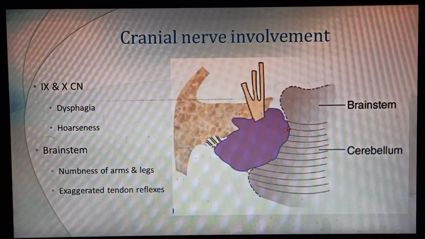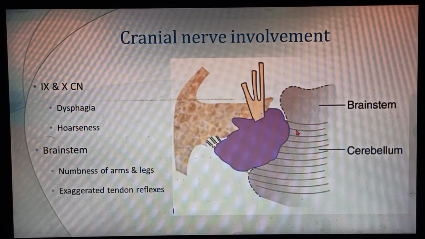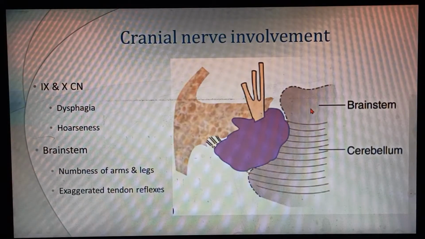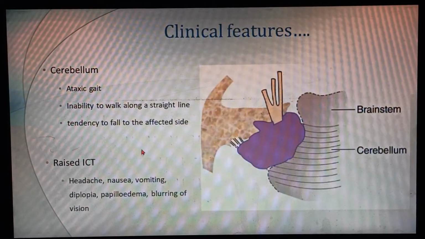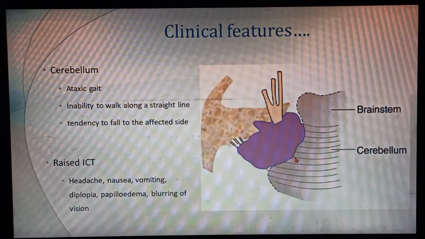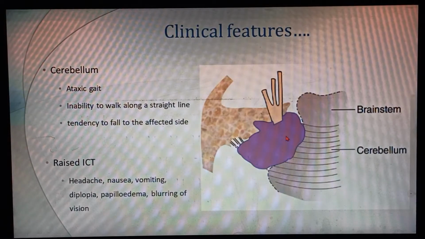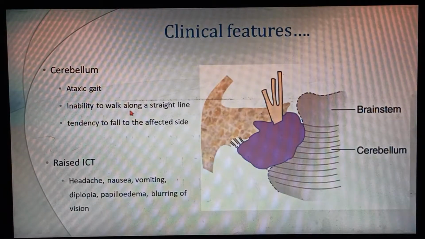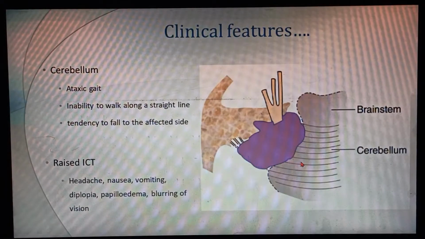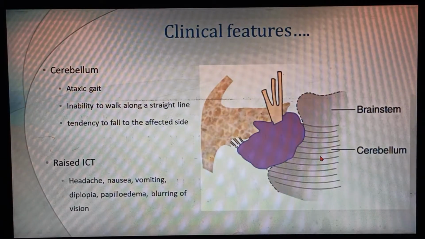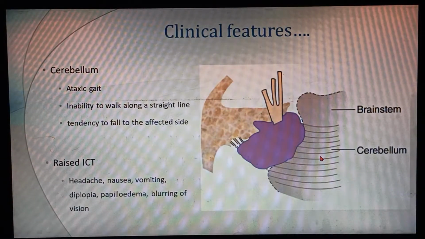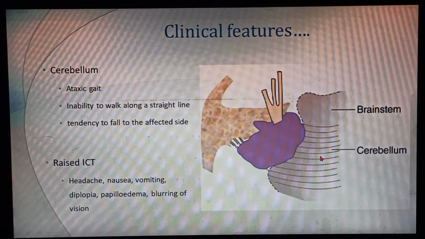Okay, and also you can see the brainstem and cerebellum part. Through the brainstem all the spinal tracts will be running. So when those spinal tracts get affected, there will be exaggerated tendon reflexes as well. And once the cerebellum starts getting compressed, the cerebellar symptoms, as you all know, ataxic gait, inability to walk along a straight line, falling towards the affected side, as well as other features like intention tremors, dysdiadochokinesia, past pointing, all these will be affected.